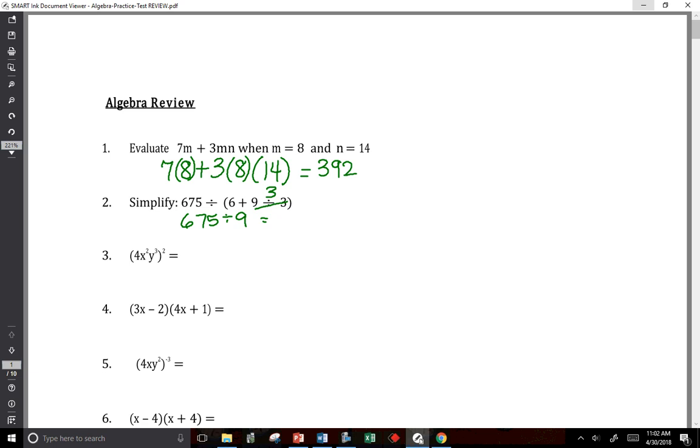Okay, number 3. The square outside the parentheses means each thing inside the parentheses needs to be raised to the second power. So 4 raised to the second power would be 16, because that does mean 4 times itself. X squared to the second power would be x to the 4th. And then y to the 3rd raised to the second power would be y to the 6th.